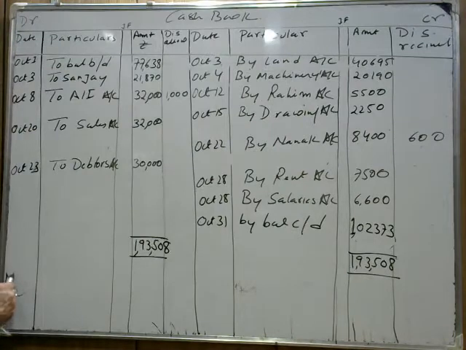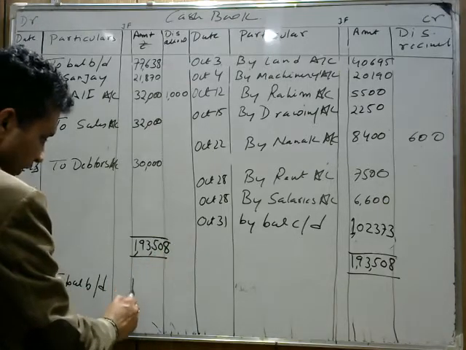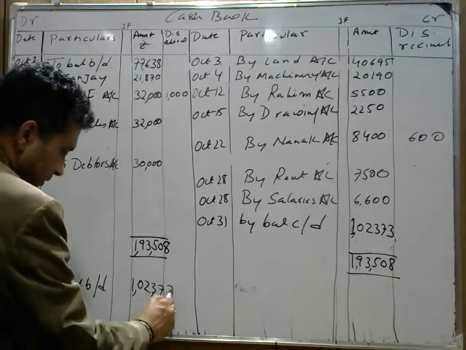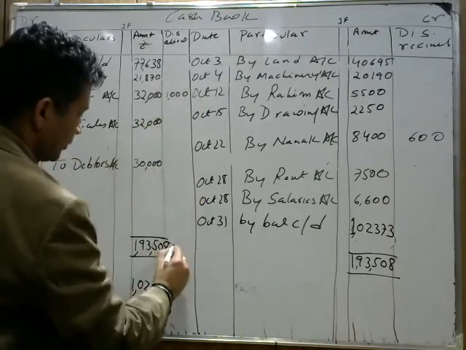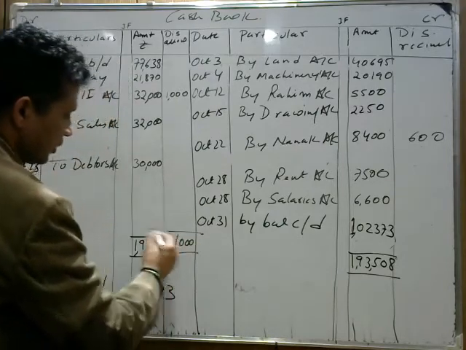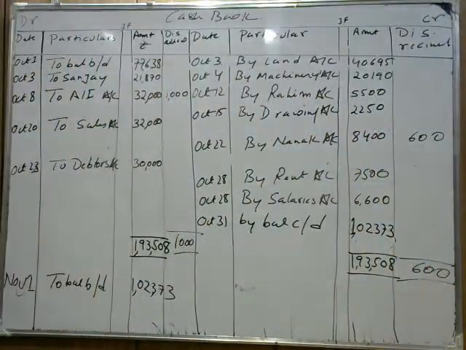And the closing of October is the opening for November 1st. If you write November 1st, balance brought down, it is 1,02,373. The discount on this side is 1,000, and the discount column on the other side is 600. That's enough. No need to do the balancing of the discount side. You only have to mention the cash balances, how much cash you have left. I hope this part is clear.